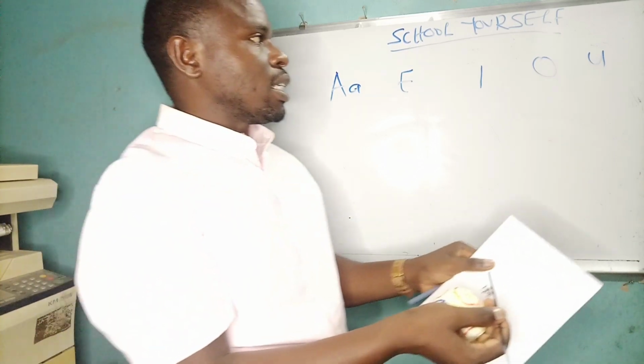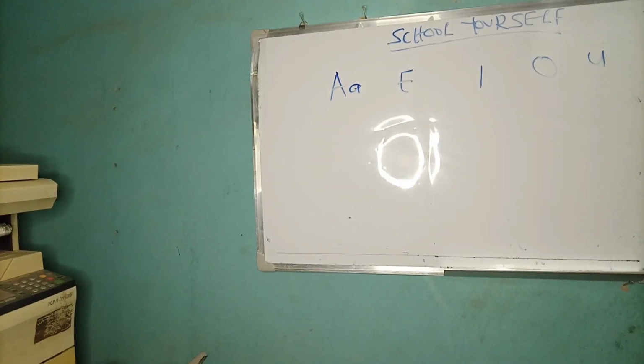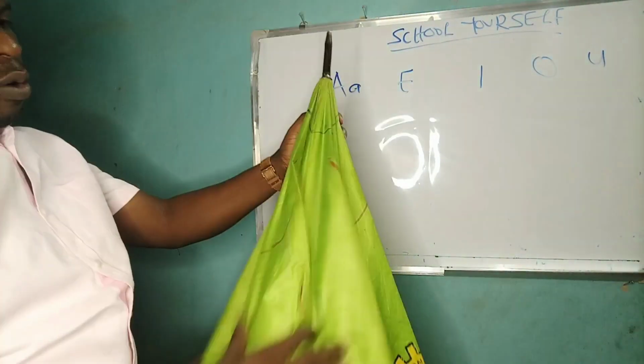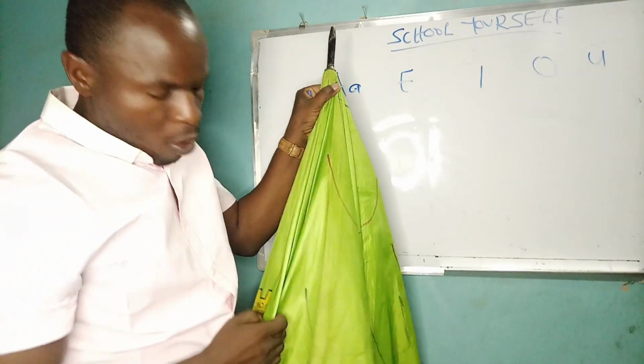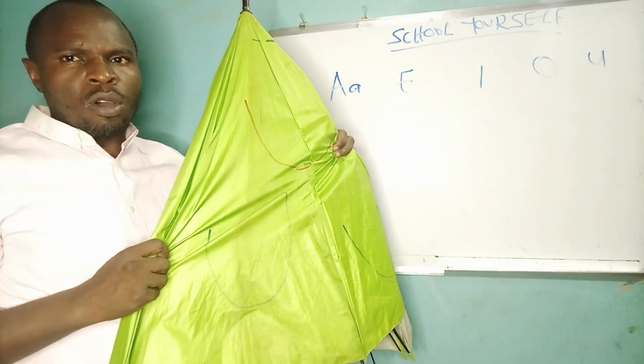O for orange. And U, our U is for umbrella. You can see U written all around this umbrella. U is for umbrella.